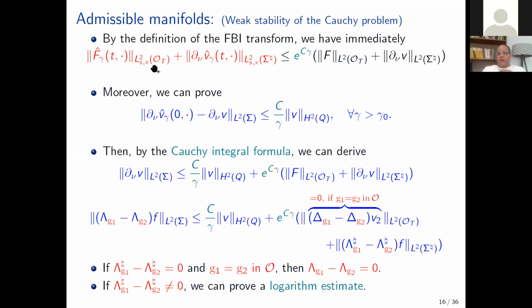So by the definition of the FBI transform, we can immediately prove that the elliptic Cauchy data can be estimated by the hyperbolic Cauchy data multiplied by exponential γ, a very large parameter. Moreover, we can prove that for t equal to zero, the normal derivative of the FBI transform converges to the normal derivative of V itself with an explicit decay rate, 1/γ. Finally, we apply the Cauchy integral formula. We can prove that the normal derivative of the solution can be estimated by this term, C/γ times the norm of V in H², plus this term, exponential γ times the norm of the hyperbolic Cauchy data, the source term F and the normal derivative of V in Σ sharp.